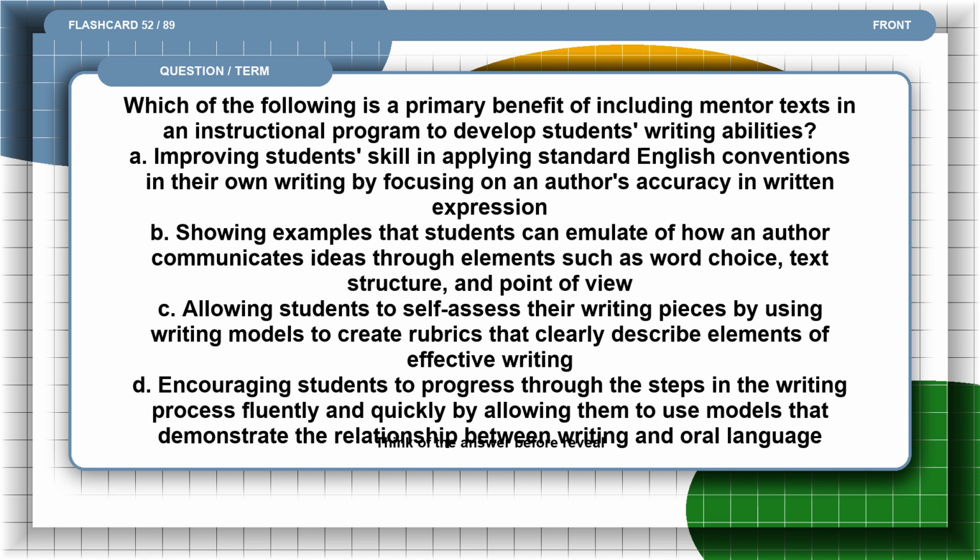C. Allowing students to self-assess their writing pieces by using writing models to create rubrics that clearly describe elements of effective writing. D. Encouraging students to progress through the steps in the writing process fluently and quickly by allowing them to use models that demonstrate the relationship between writing and oral language. Pause and think of the answer before the reveal.